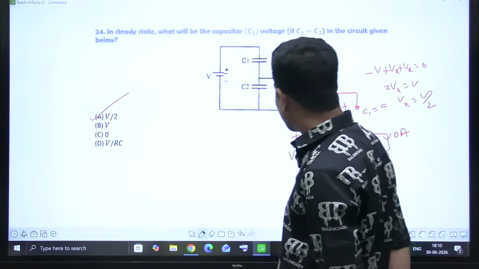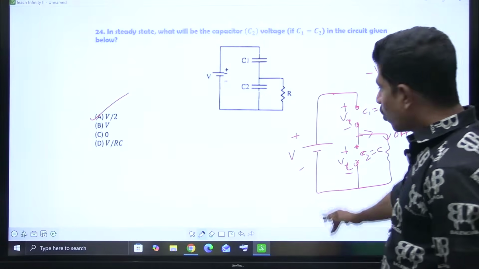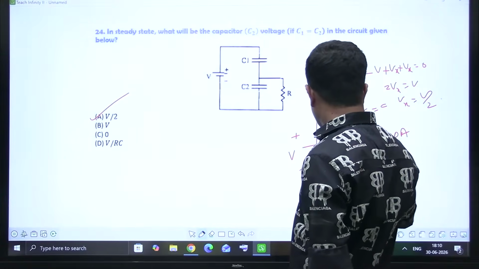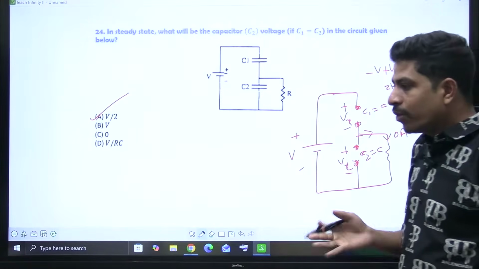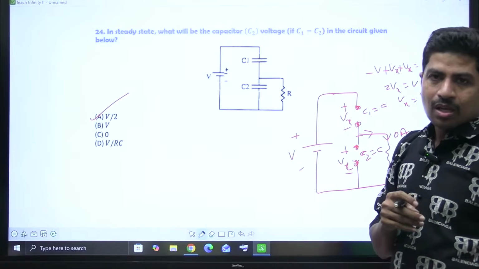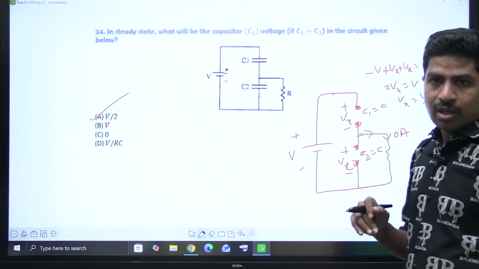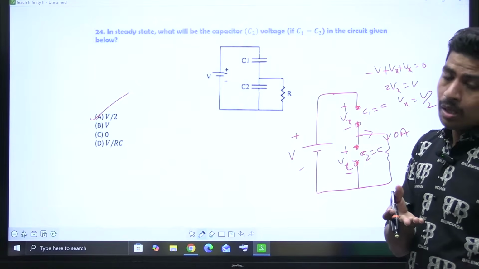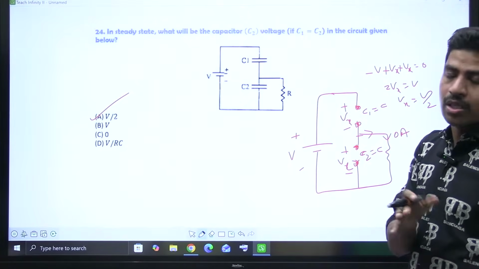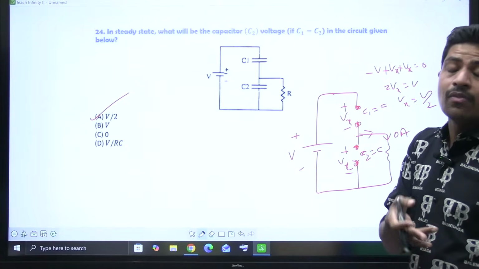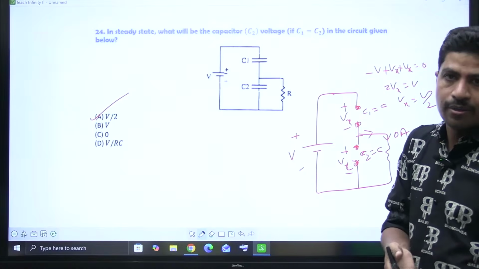Come on, you want me to explain this one once again? See, both the capacitors will act as open circuit. Open circuit means current is 0. Voltage may be some value. We don't know. Open circuit means current will be 0. We are unable to comment on the voltage unless we calculate. In short circuit, voltage is 0. Current, we are unable to comment unless we calculate it.